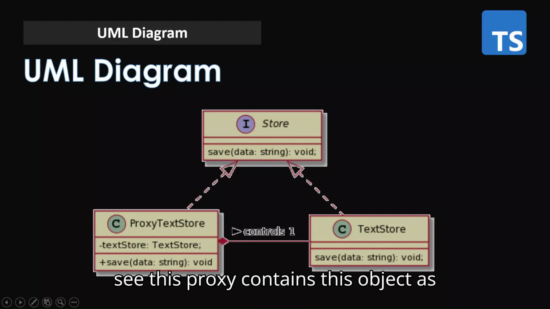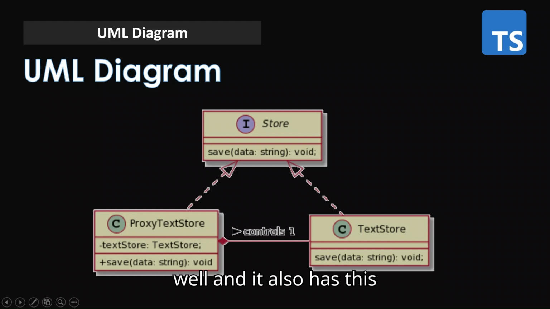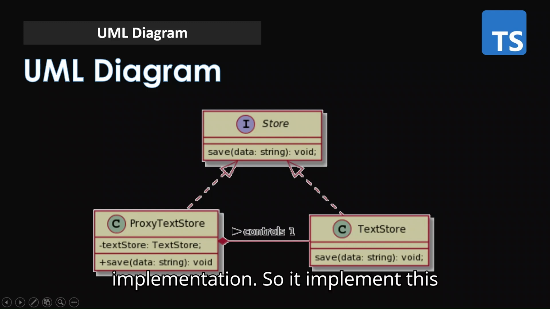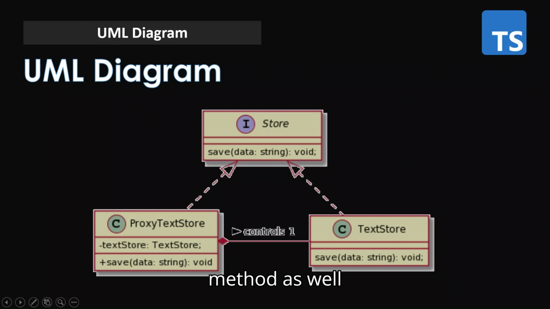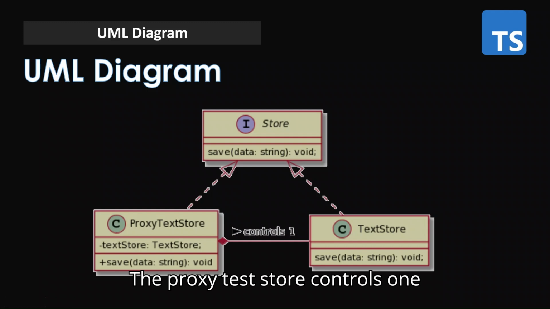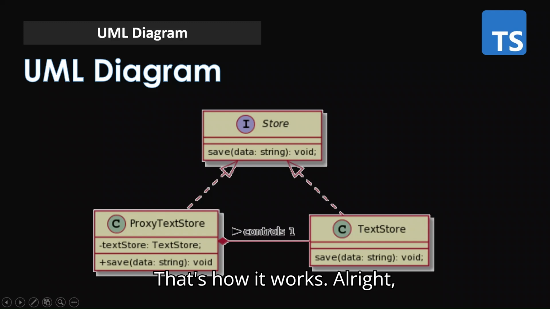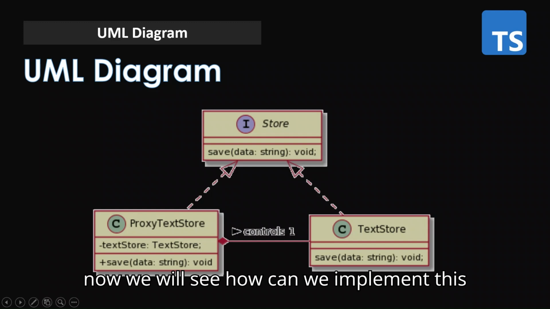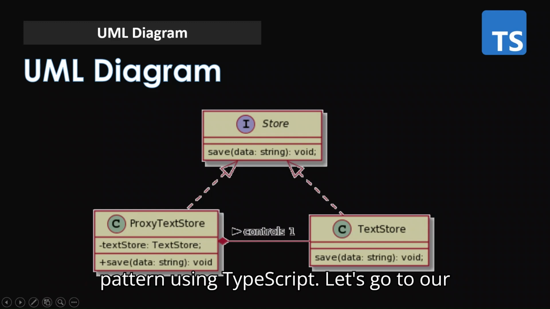Here you can see this proxy contains this object as well, and it also has this implementation, so it will implement this method as well. And in this way, the proxy text store controls one instance of text store, and it may perform delegation or lazy instantiation if necessary. That's how it works. Alright, now we will see how can we implement this pattern using Typescript. Let's go to our IDE.